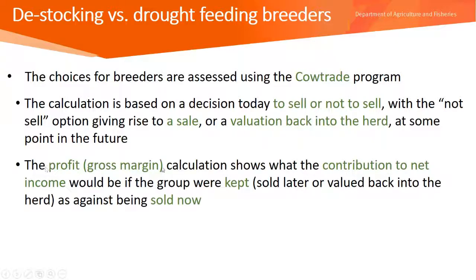The profit or gross margin calculation, which in this case is done the same way, shows what the contribution to net income would be if the group were kept, sold or valued back into the herd as against being sold now. So you can keep them and sell them later, or you can keep them and value them back into the herd and assess the value of that strategy by looking at the inventory.